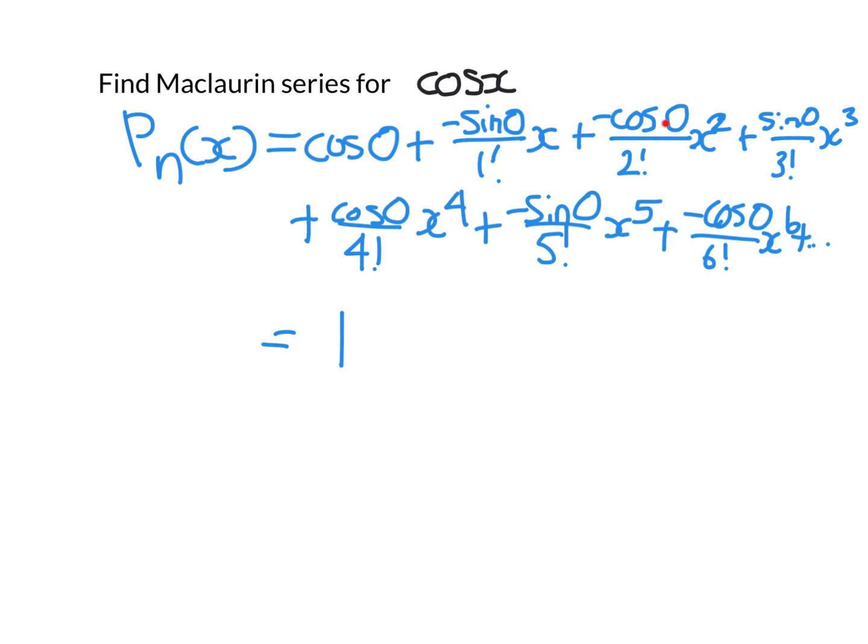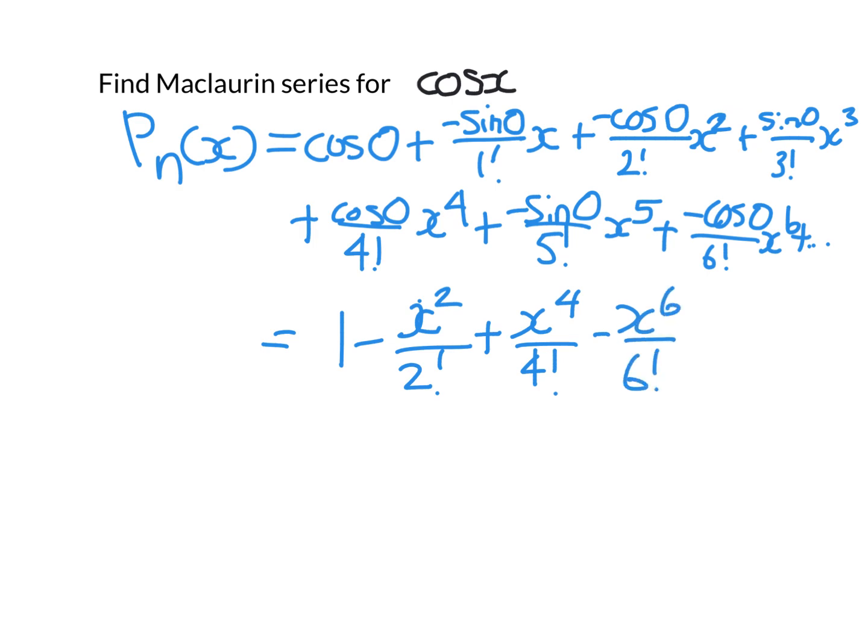But this one here is going to be negative 1. So that'll be negative 1 on 2 factorial x squared. We'll just write negative x squared on 2 factorial. And then the next even power, cos 0 is 1, so that'll be positive 1 times x to the power of 4 over 4 factorial. It's going to go on like this. So you can probably see the pattern. Only even powers of x on top, and whatever the power is, that factorial goes on the bottom, and every second term is positive and every other term is negative. So that is the Maclaurin series for cos x.